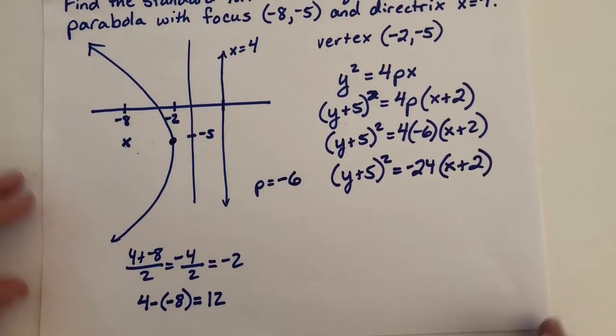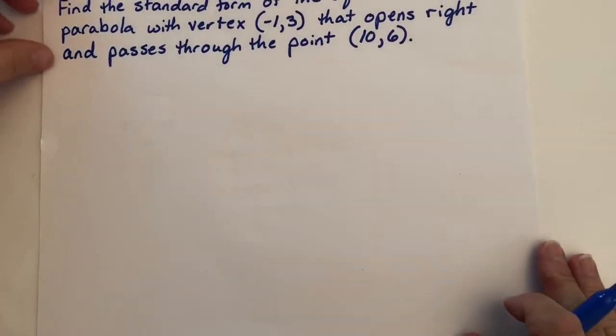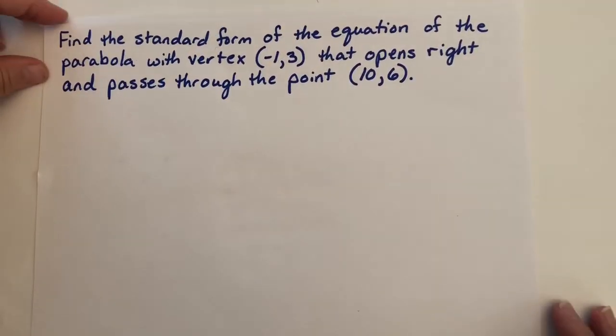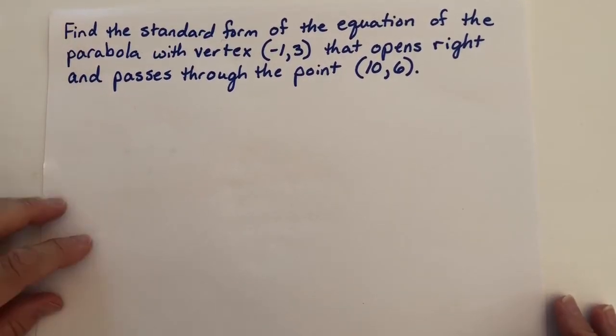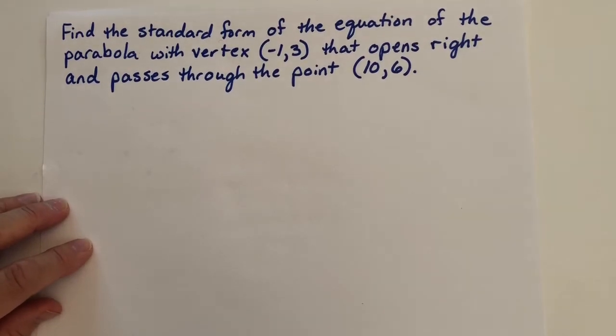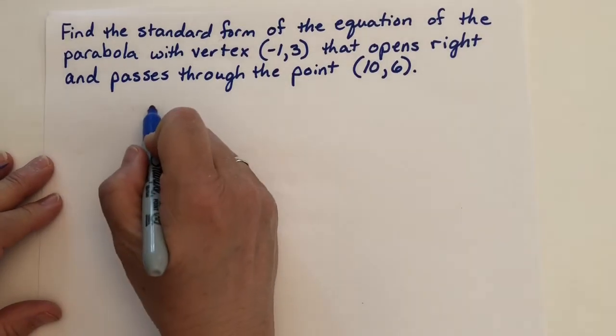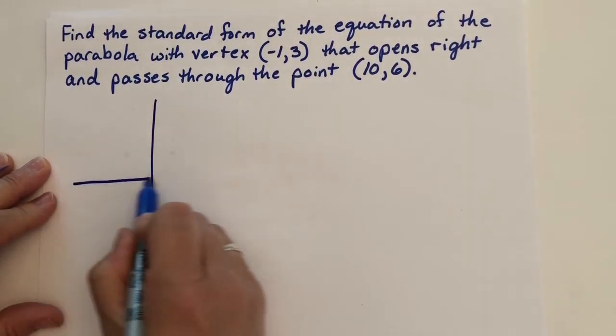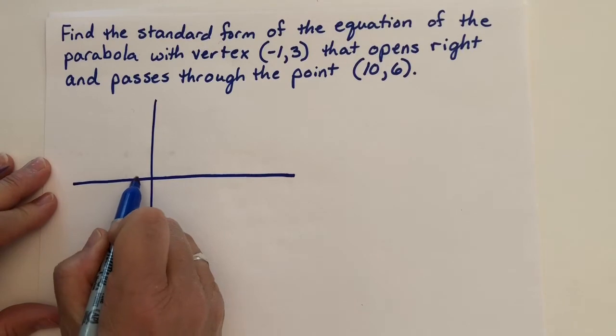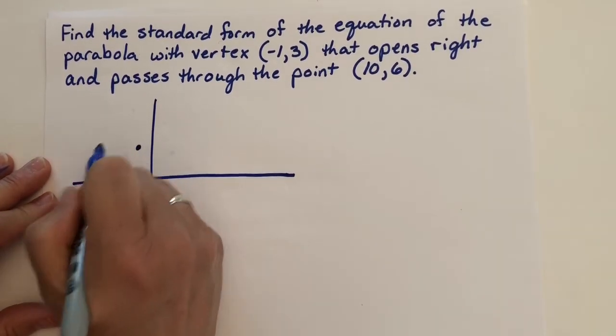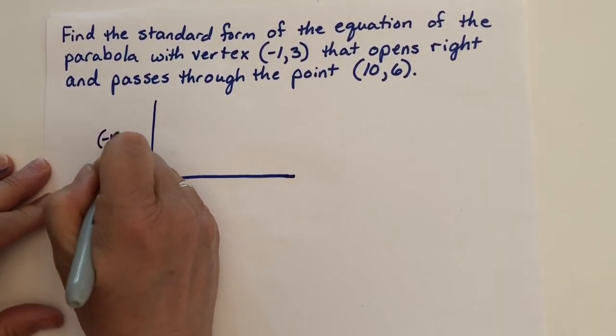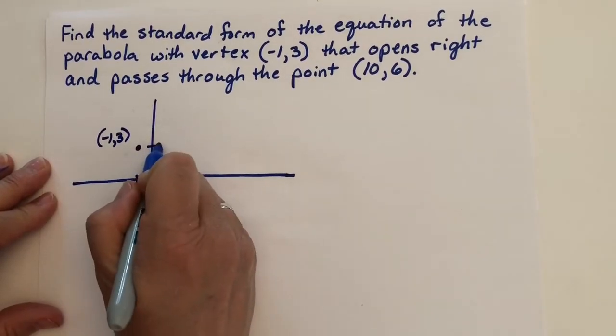Let's do one more. We're going to find the standard form for the equation of a parabola with vertex at -1, 3 that opens to the right and passes through the point 10, 6. So let's draw that one. So -1, 3, I'll put that right here. So this is -1 and this is 3.